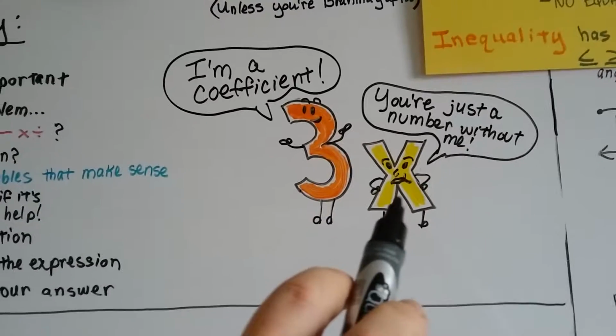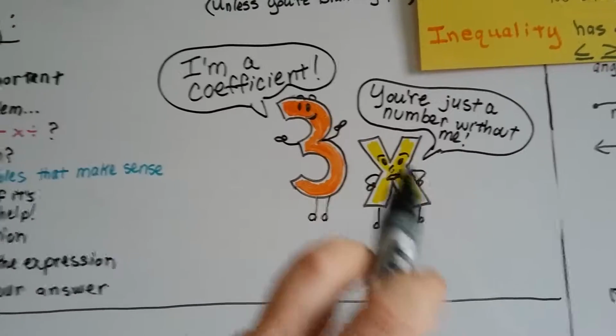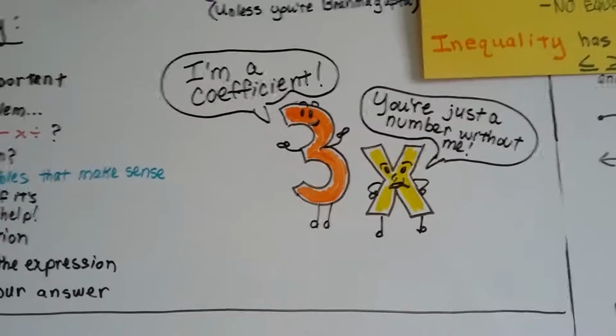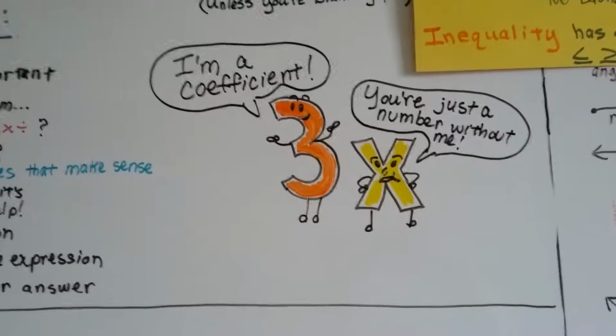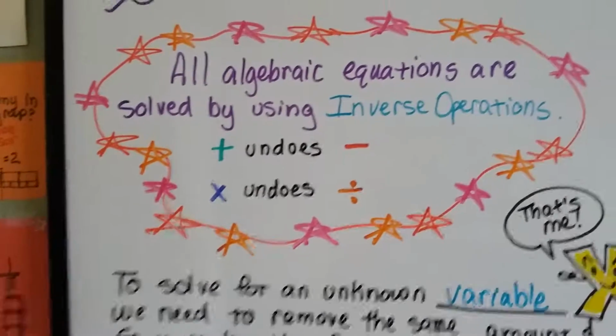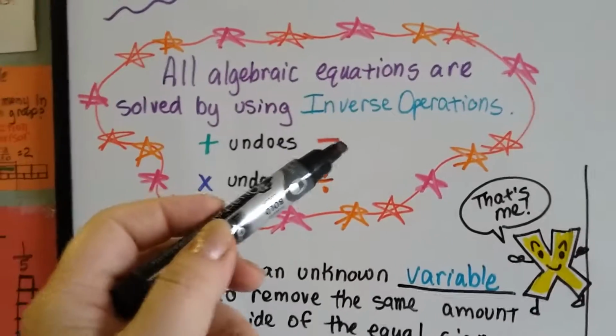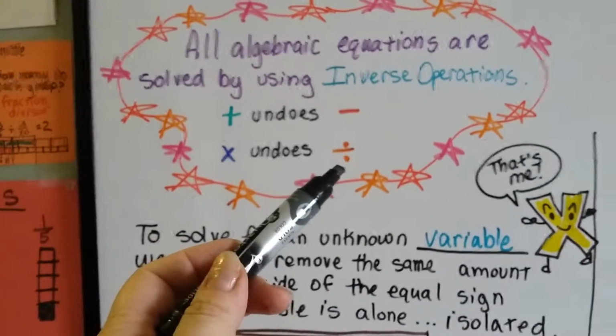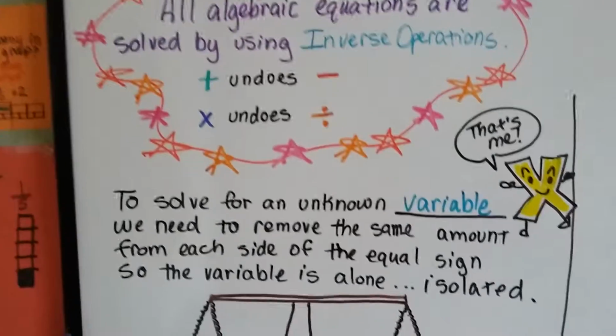The minute this variable goes away, whatever it is, x, y, z, l, m, p, q, whatever, he just becomes a standalone number and he's not a coefficient anymore, okay? So all algebraic equations are solved by using inverse operations. Addition undoes subtraction, subtraction undoes addition. Multiplication will undo division, and division will undo multiplication.